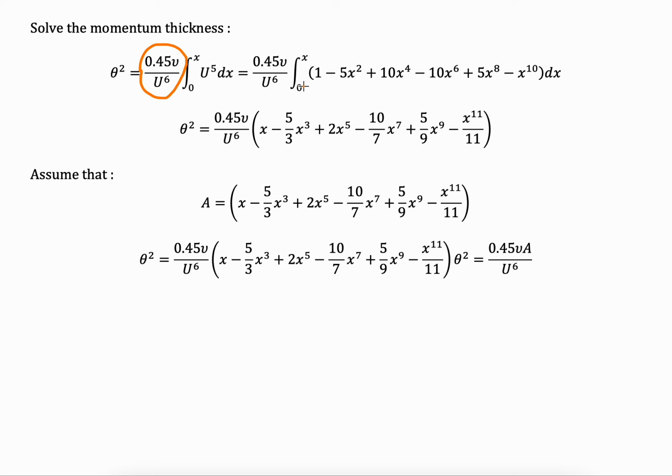We do the integration from 0 to x, 2 dx. So we have this term. Because it is too long, sometimes we assume that the total of this is equal to a. Then we could write theta squared is 0.45 nu over u to the power of 6, and then the value here is a, so we have the a here.